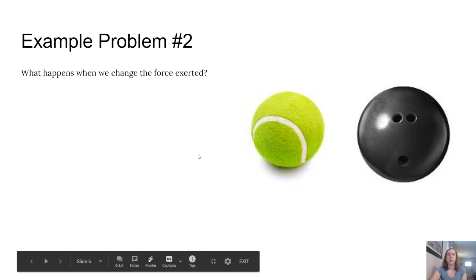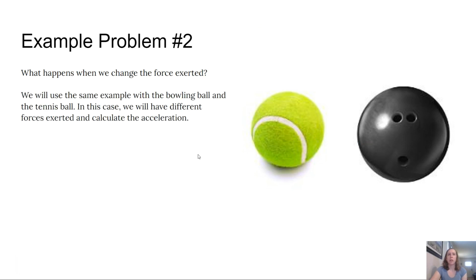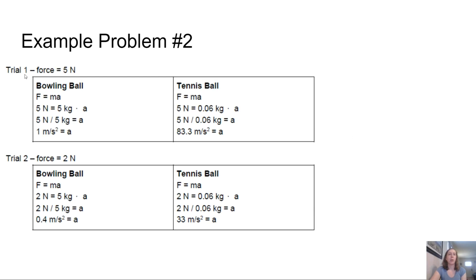So what happens when we change the force exerted? We're going to use the same example with the bowling ball and the tennis ball, but in this case, we will have different forces exerted and calculate the acceleration. For trial 1, we're going to exert 5 newtons of force, and in trial 2, we're going to decrease to 2 newtons of force. In trial 1, the bowling ball ends up having 1 meter per second squared acceleration, and the tennis ball 83.3 meters per second squared.